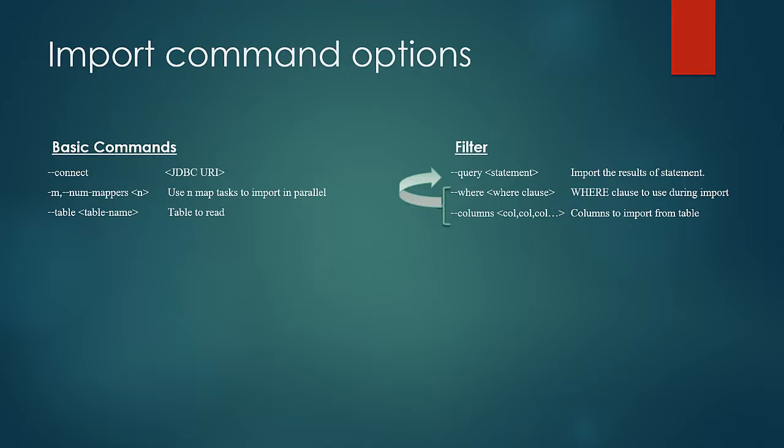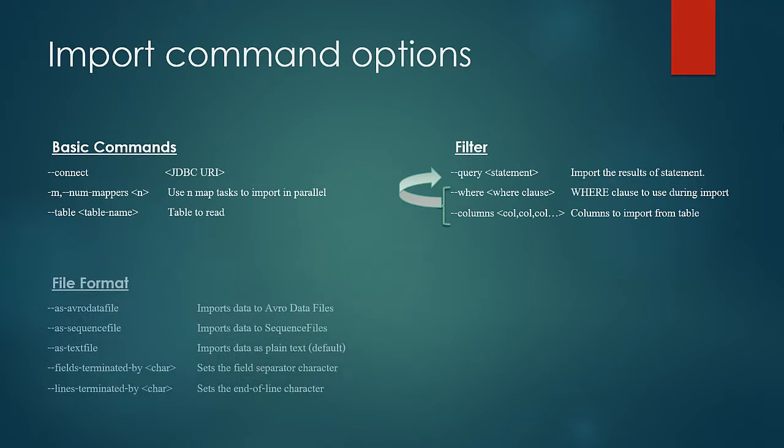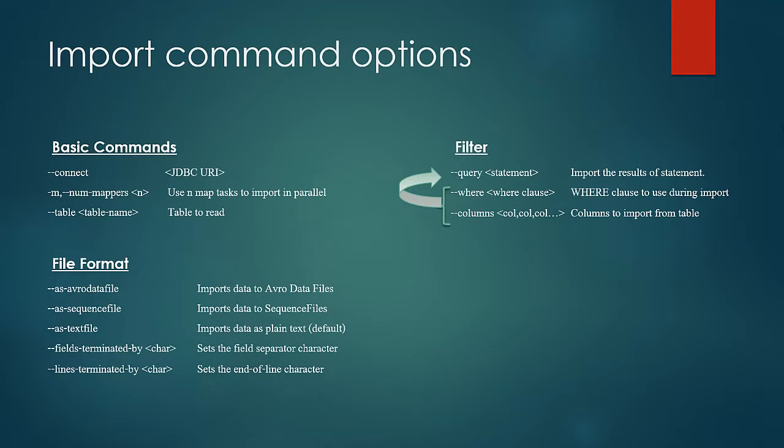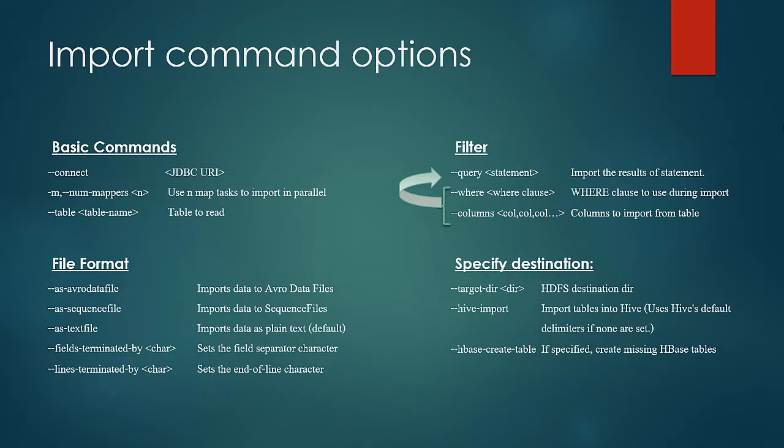Now let's look at the import formats. We can import the data as Avro, as binary sequence files, or as delimited text. With delimited text files, you can control the delimiters as well by using the arguments fields-terminated-by and lines-terminated-by. Then we can control the target directory, as someplace in HDFS using target-dir, or the Hive data warehouse using hive-import. Or we can directly create a table in HBase using hbase-create-table.